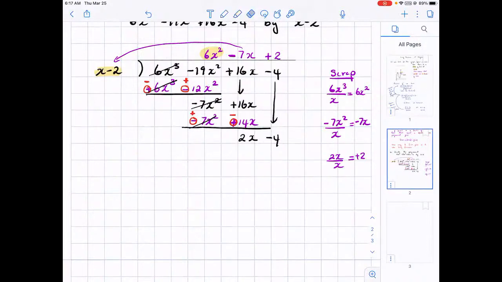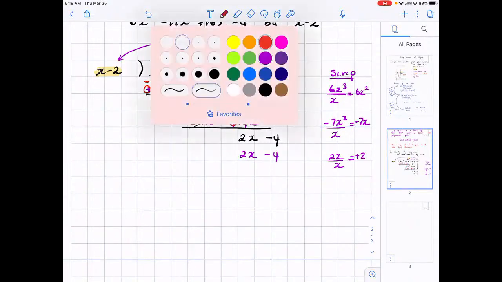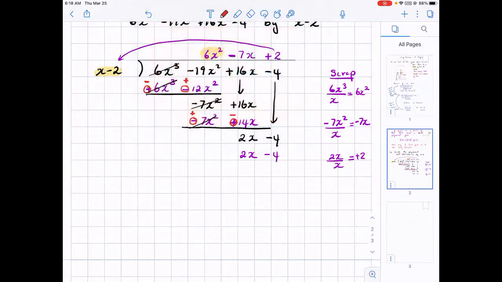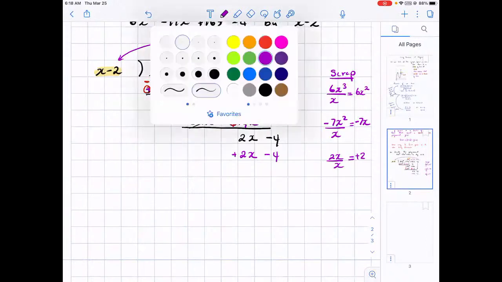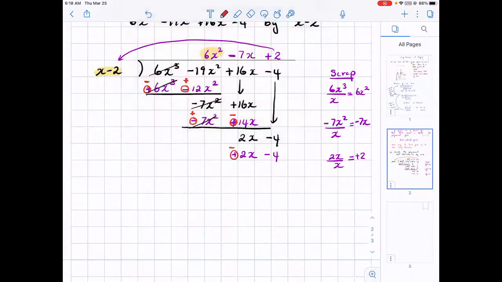And then what we're going to do, we distribute. So we distribute the positive 2 to everything here. And if I do that, I have positive 2 times x becomes positive 2x. And positive 2 times negative 2 becomes negative 4. And don't forget, the sign has to be changed. This here is a positive. So by changing the sign, this becomes a negative, and this becomes a positive.